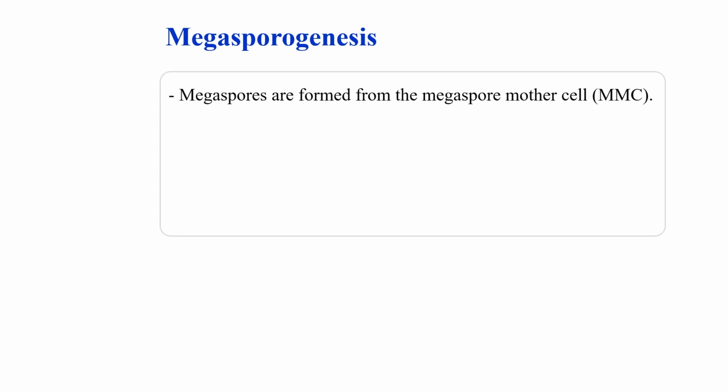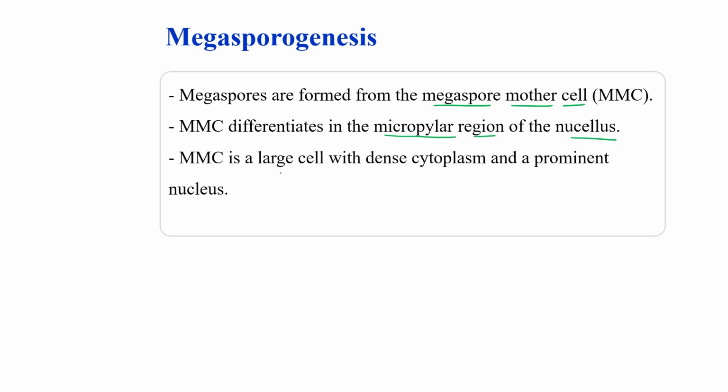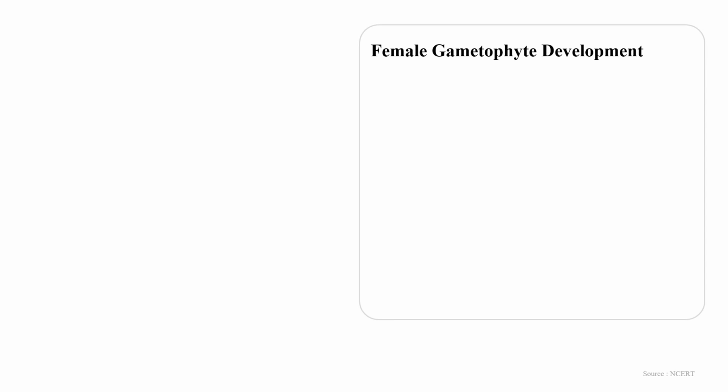Now megasporogenesis. Megaspores, just like microspores, are formed from the megaspore mother cell, that is MMC. The megaspore mother cell differentiates in the micropylar region of the nucellus, and it is a large cell with dense cytoplasm and a prominent nucleus, which undergoes meiotic division to produce 4 megaspores, from 1 to 4. Clear?